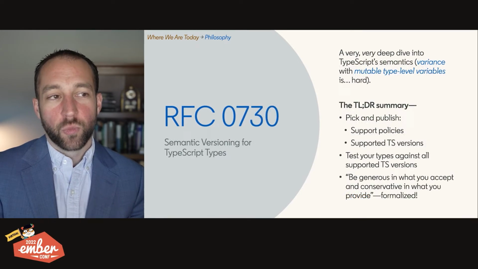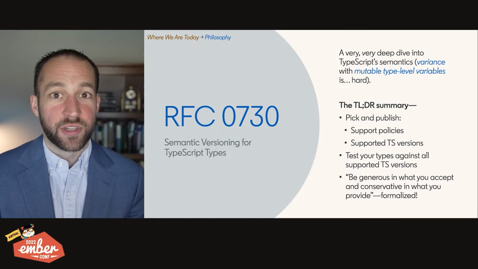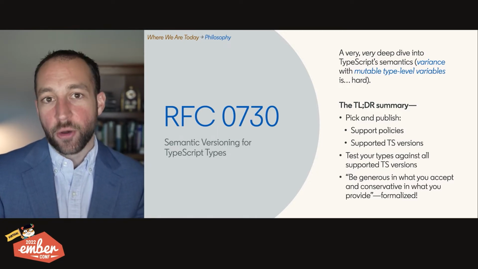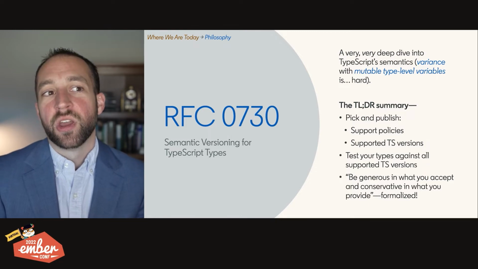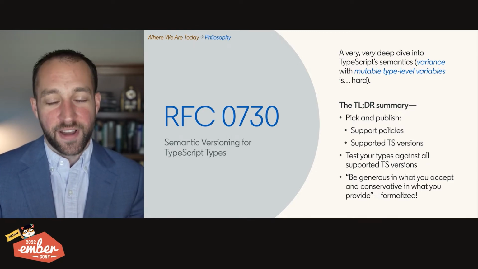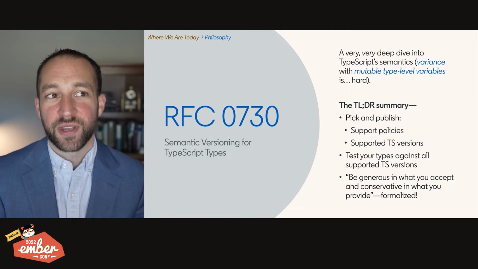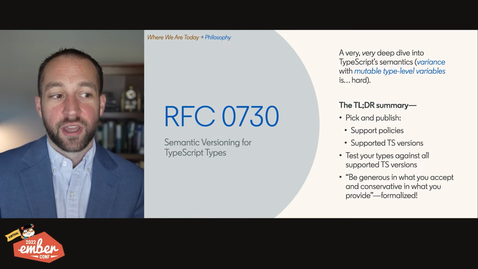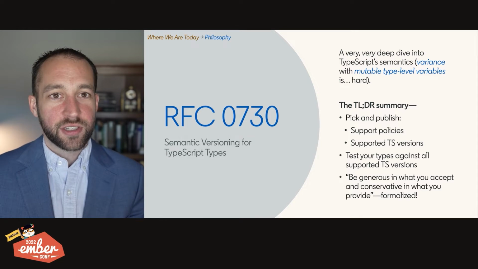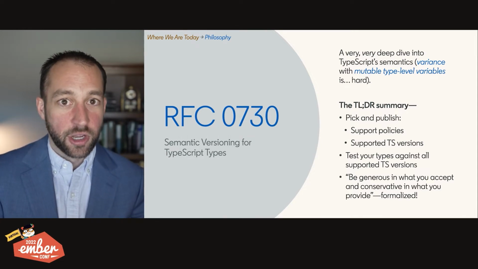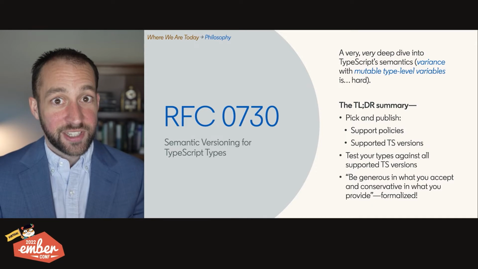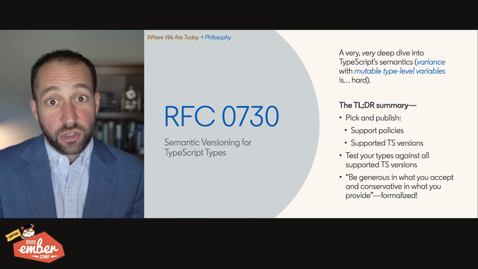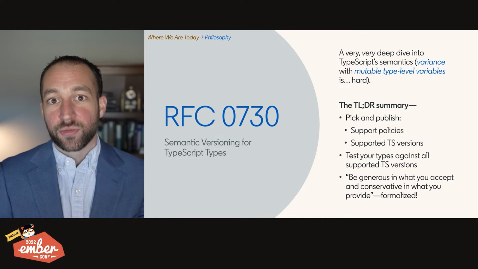Semantic versioning, we decided we needed to really think hard about. We took the insights that we had developed at LinkedIn over the preceding years and hammered them out into RFC 730. Among other things, this consisted of a very, very deep dive into TypeScript semantics, because it turns out that figuring out what a breaking change is or isn't is hard when you have to deal with variance in type-level mutable variables. When I first started researching this, there was literally nothing on the internet about this at all. And if you go searching now, Ember RFC 730 is one of the top hits, because this was original research we needed to do to solve this problem.